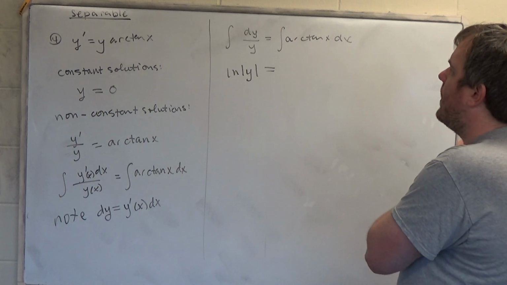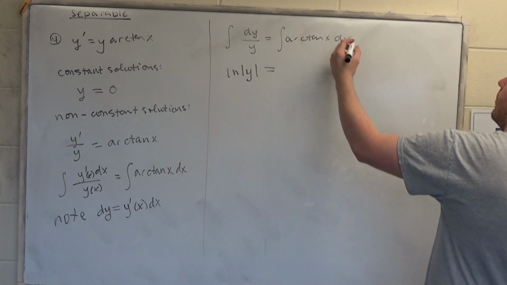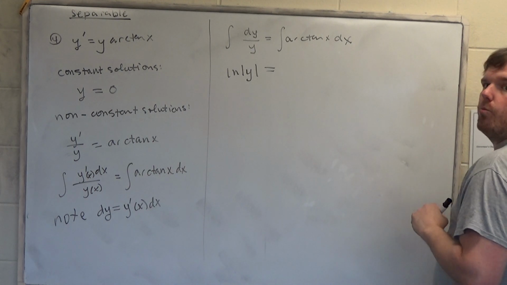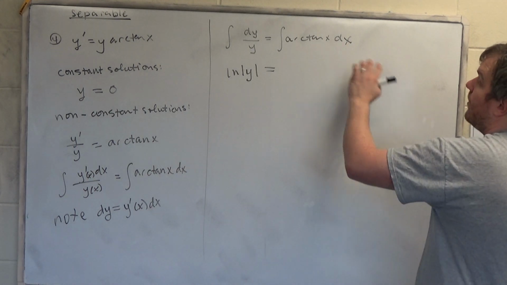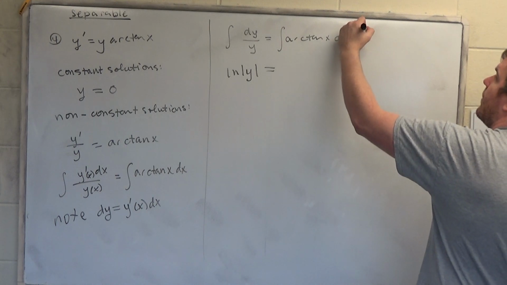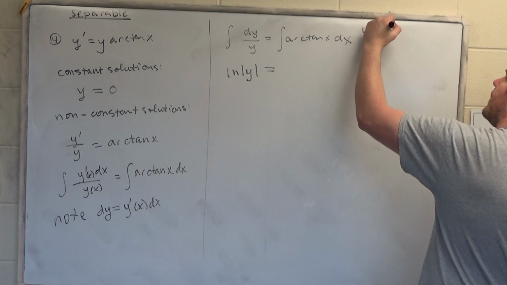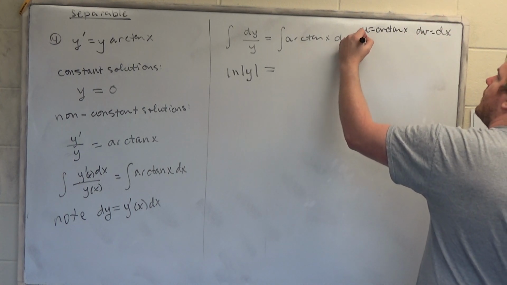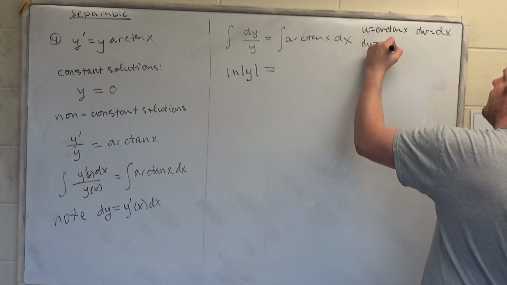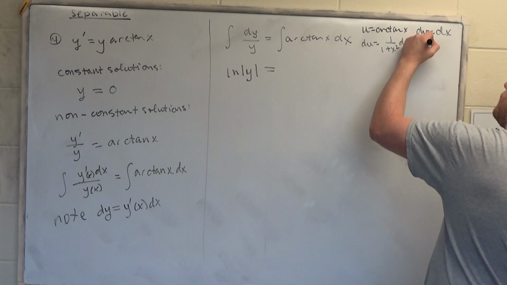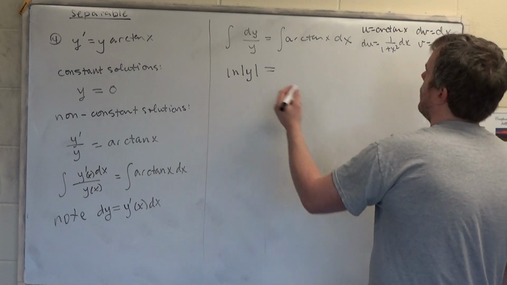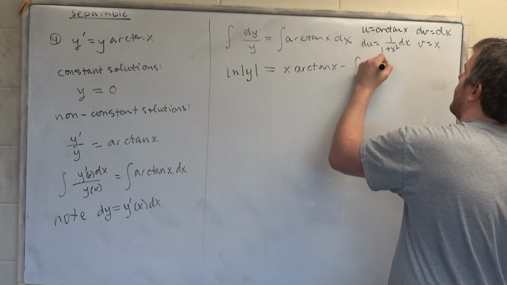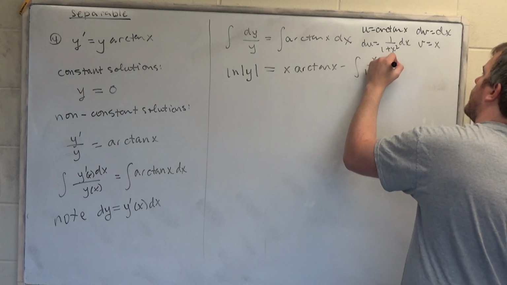And to integrate the right-hand side, we're going to have to use integration by parts, where dv is the most complicated thing that we can integrate. In this case rather, it's dx. So u is arctan of x, dv is dx, du is 1 over 1 plus x squared dx, and v is x. So we get x arctangent of x minus integral x over 1 plus x squared dx.